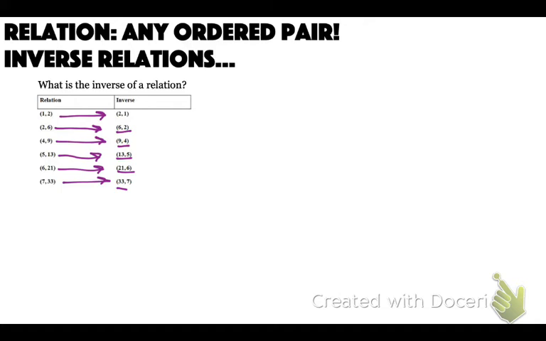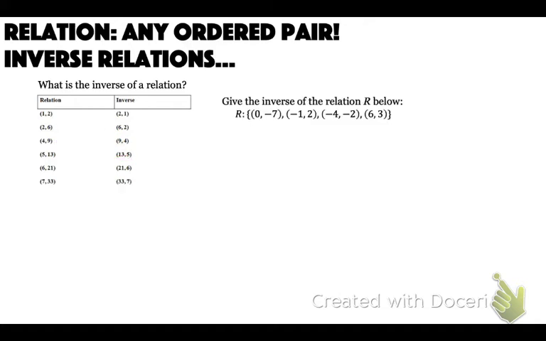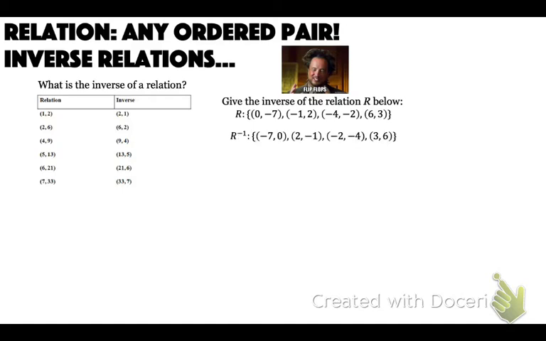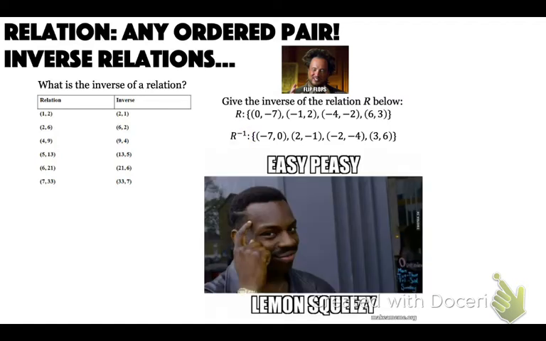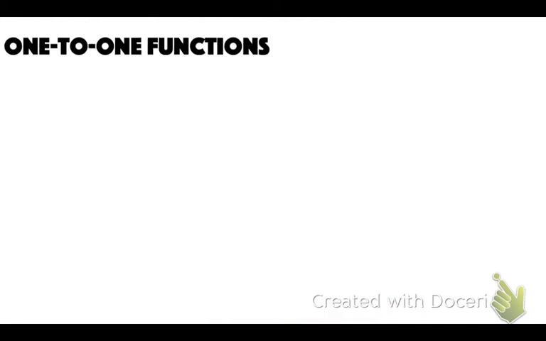And then let's do an example. If we're given this relation and we want to find the inverse, I can just flip-flop these, okay? So our inverse is going to be negative 7, 0, 2, negative 1, negative 2, negative 4, and 3, 6. This negative 1 part right here means the inverse of R. I'm going to go through notation in a second, but this negative 1 just denotes an inverse, okay? Easy peasy lemon squeezy.